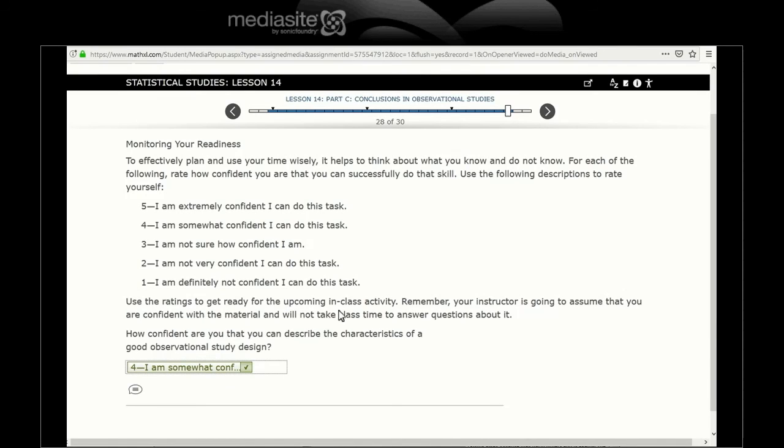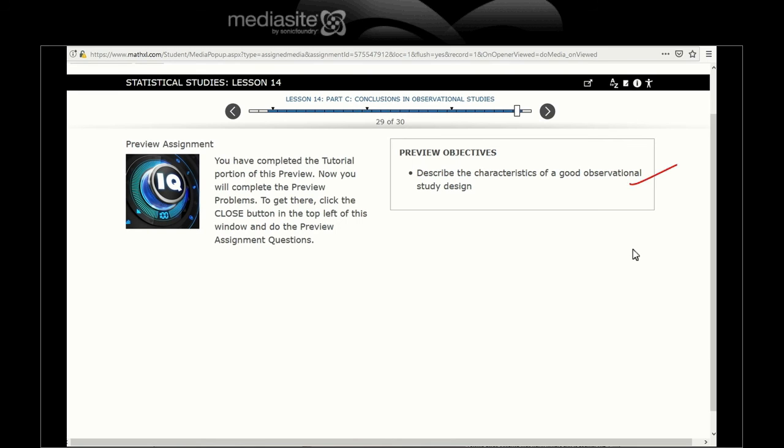Sure, if all else fails, do a 4. How confident are you that you can describe the characteristics of a good observational study design? Yeah. Done.